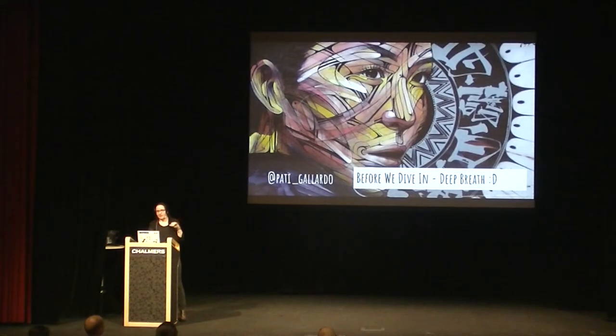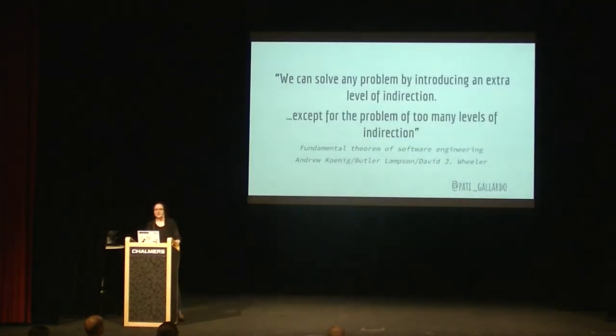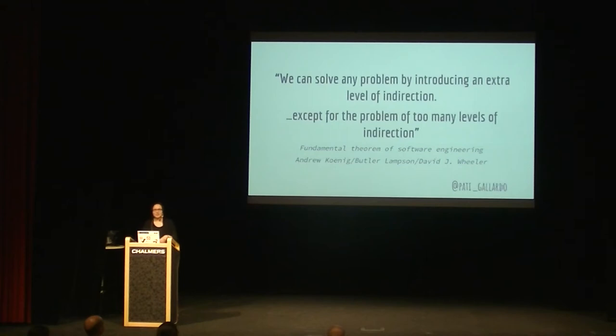Okay, but before we look at Chromium, this is a generic wisdom. We can solve any problem by introducing an extra level of indirection, except the problem of too many levels of indirection. This is called the fundamental theorem of software engineering. And if you try to look in the Google code or in the Chromium source code for a long time, this will feel like you need it in poster size. It is ridiculously many layers of indirection and indirection everywhere. And it can be very difficult to navigate.